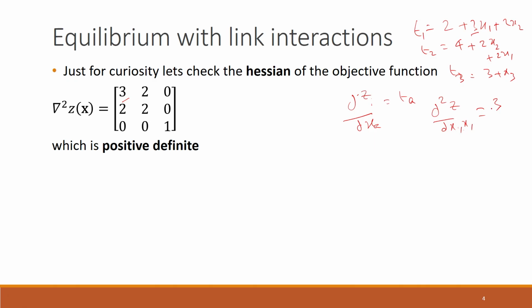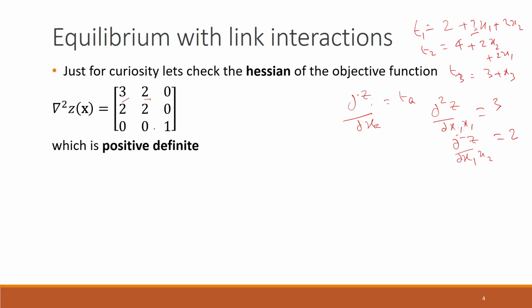This value is the second derivative, but first with respect to the flow on link 1 here, and then with respect to link 2 here. So this is then 2 here and so on. So this is how we get this Hessian matrix here.